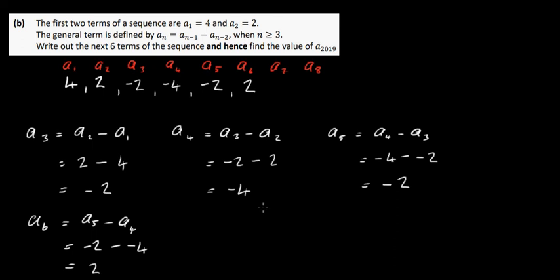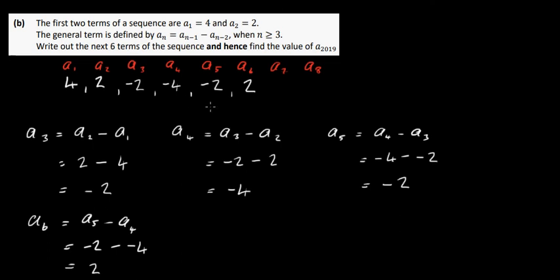Okay, so we were only asked for the first 6, so write out the next 6 terms of the sequence and hence find the value of A2019. Looking at this sequence of numbers here, I can see immediately that it's not arithmetic. We're not adding a particular number to each term to find the next term. And I also know it's not quadratic either. You can do the second difference and you'll find it's not quadratic. It's also not exponential, by the way. We're not multiplying by anything to get the next term.